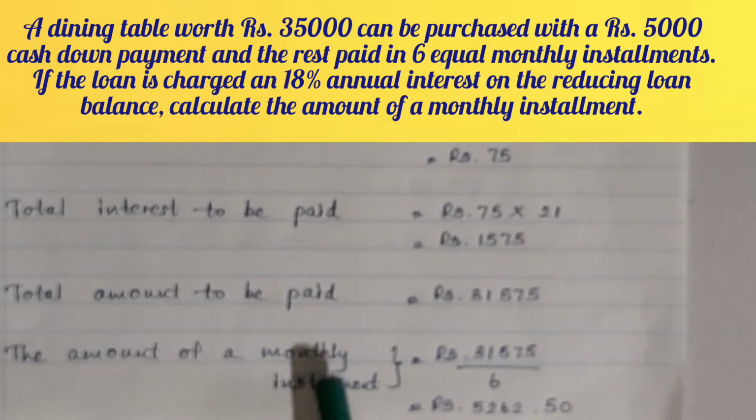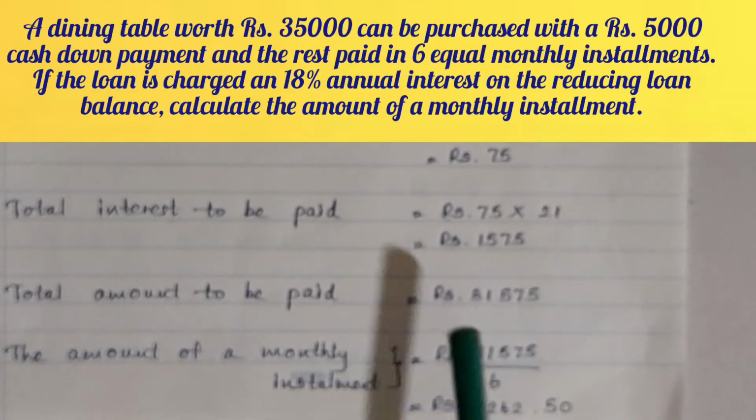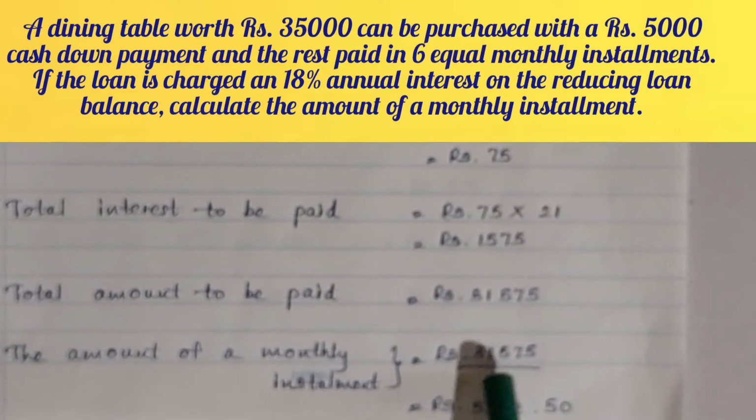The amount of a monthly installment can be found by this: 31,575 divided by 6. That is 5,262 rupees and 50 cents.